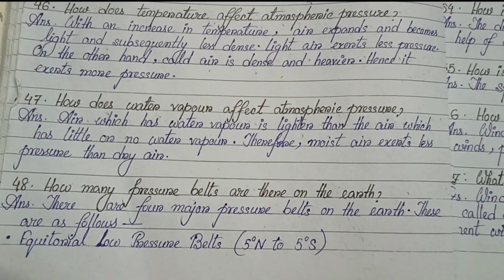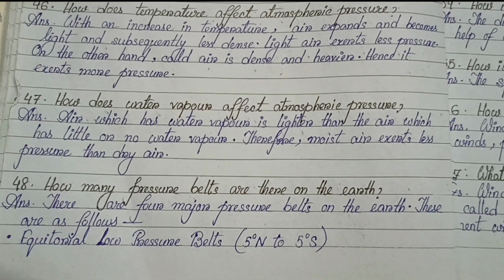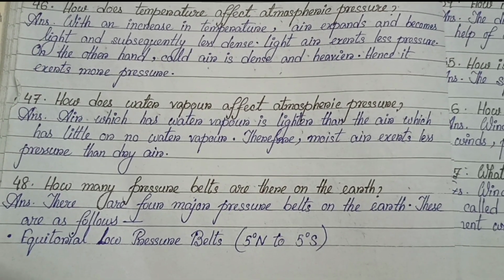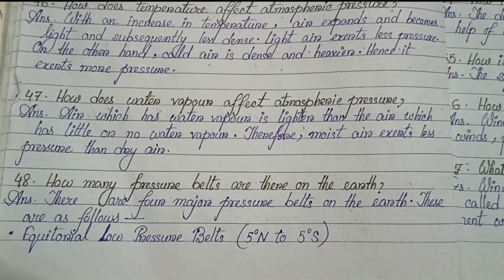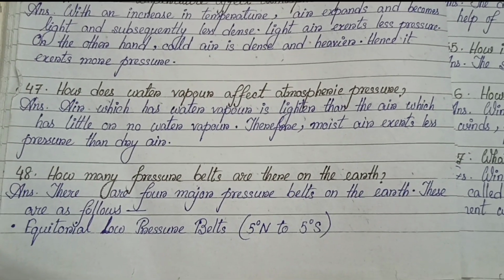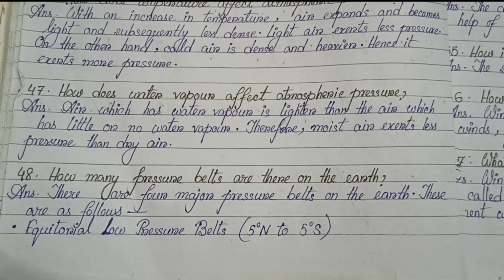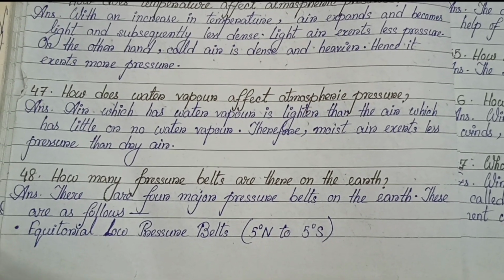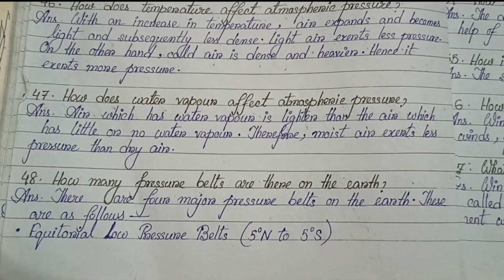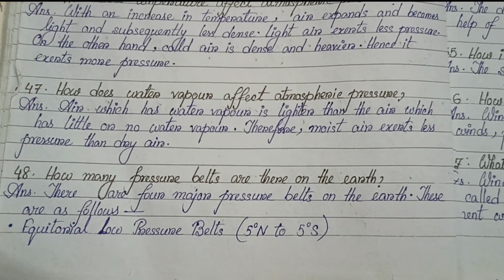47. How does water vapor affect atmospheric pressure? Air which has water vapor is lighter than the air which has little or no water vapor. Therefore, moist air exerts less pressure than dry air. 48. How many pressure belts are there on the earth? There are 4 major pressure belts on the earth.